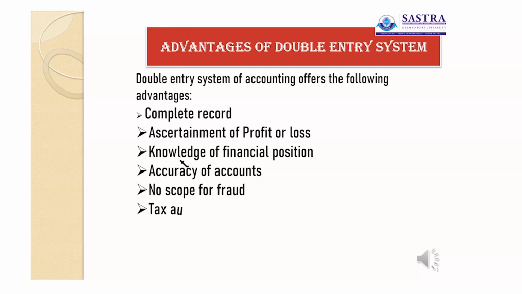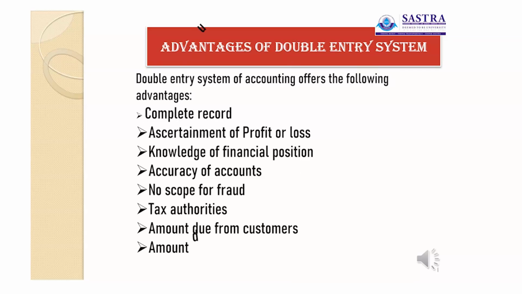Then the next one is ascertainment of profit or loss. The systematic record maintained under the double entry system enables a business to ascertain the result of business operations for any given period. The owners can know the profitability of business operations periodically. So they know the profit or loss by preparing the profit and loss account.